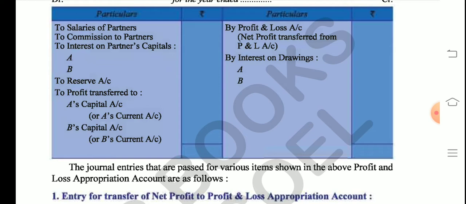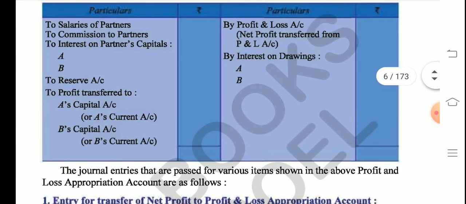Let's suppose A gets a salary, so we'll write to A's capital account and we'll write 5,000. So whatever the amount is given to you in the question. The second is commission to the partners. Suppose a partner is getting commission, we'll mention that partner's name here. Now the interest on partners' capital: A and B have definitely contributed some capital to the business, so A and B are supposed to get some interest on capital.